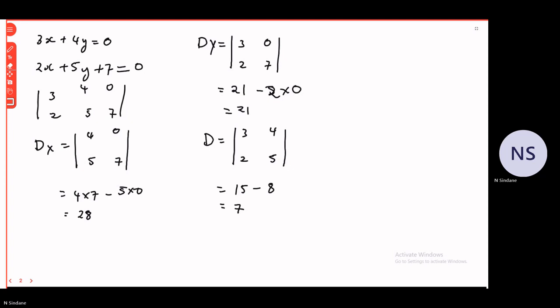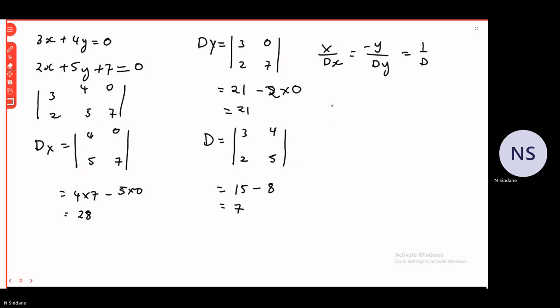After doing that, what is your next step? You can now use the formula to calculate the value of x and the value of y. For me to calculate the value of x, I know that x over dx is equal to minus y over dy, which is equal to 1 over d.